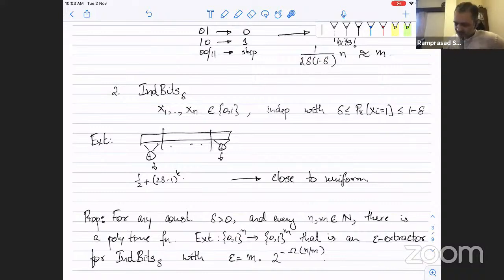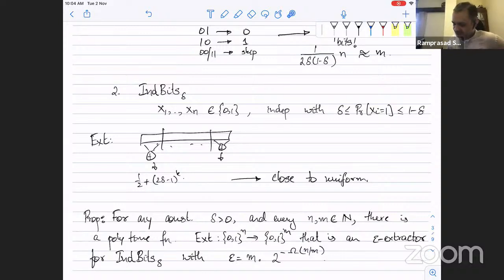Then there is a polynomial time function that takes n bits coming from this independent bits delta source. It's an extractor for this source. But the error is going to look like m times 2 to the minus omega n over n. The m times comes from the fact that there is some error in the first bit, second bit, etc., that you add up. And the error in each bit is going to be something like 2 to the minus omega n over n.